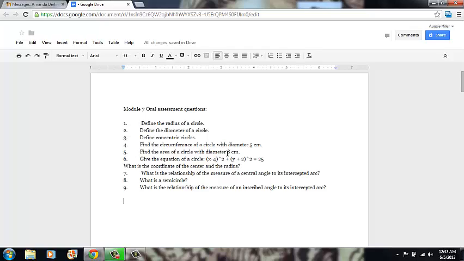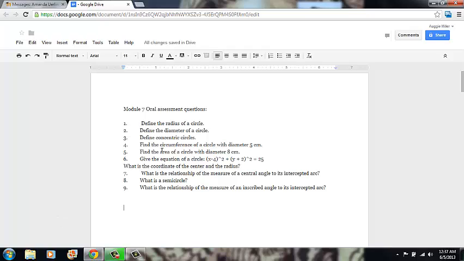Find the area of a circle with diameter 8. The formula to find the area of a circle is pi r squared, or pi radius squared, and radius is half the diameter, so it would just be pi times 4 squared, which is, calculated here, about 50.3. So that's the area of a circle with diameter of 8, 50.3.